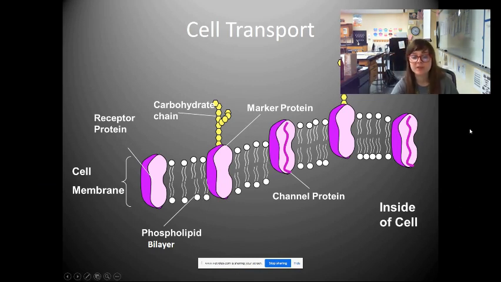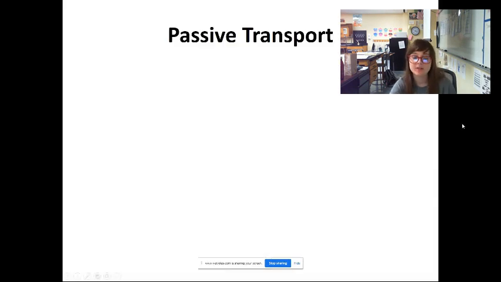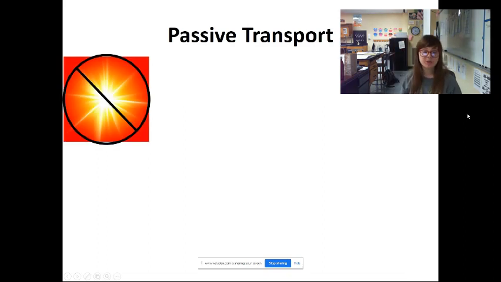Now that we've talked about the cell membrane and all of the parts of it, let's go ahead and jump right into the different types of cell transport. So actually, all we're going to talk about today is called passive transport. Passive transport has three major characteristics. The first one is that it's passive. What that means is it requires no energy from the cell. Passive transport will happen whether or not the cell expends any energy. And we'll talk about some examples of this in just a moment.